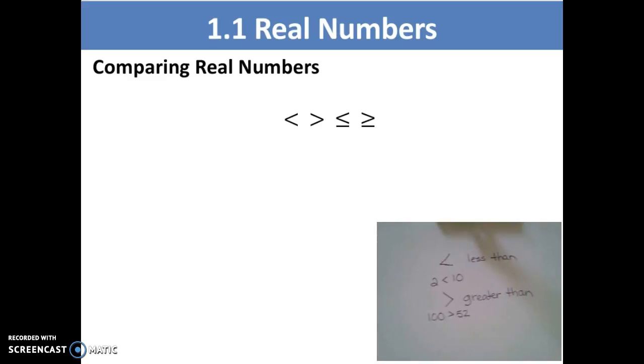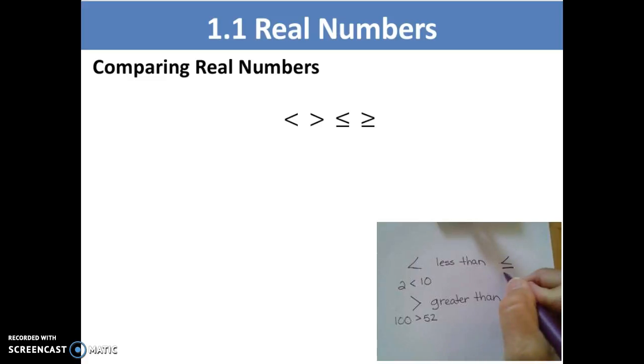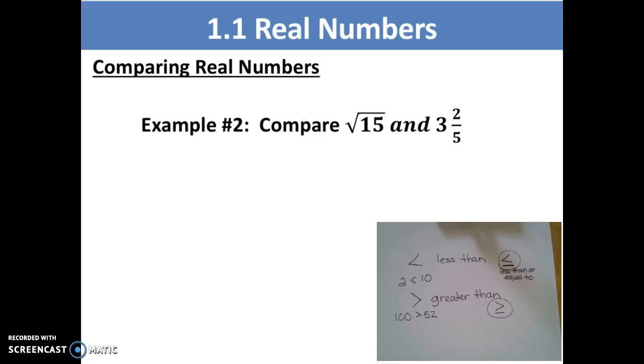Now the next two symbols are just the equal sign combined with the less than or greater than. So up here with the less than, we can write less than or equal to. We're using half of an equal sign with our less than symbol. So that means less than or equal to. And the other way around, we'd have greater than or equal to. And we include that extra bar underneath. We're saying it may be equal to. So let's look at an example.